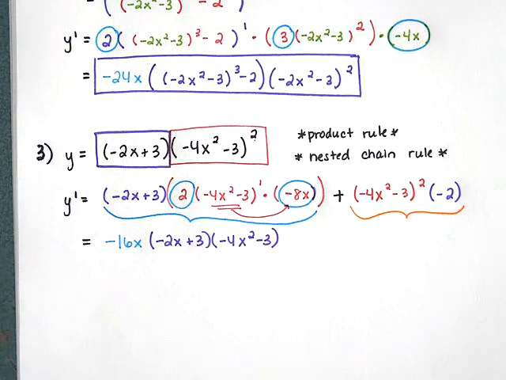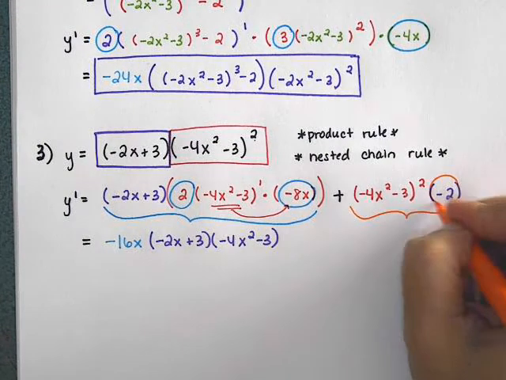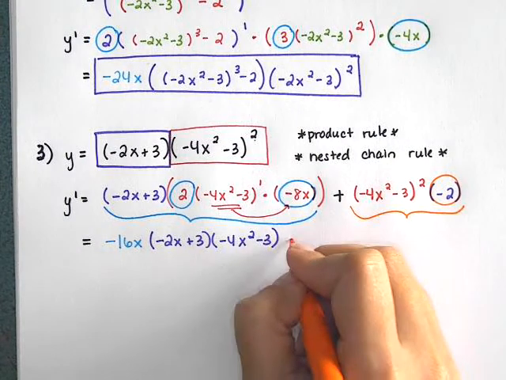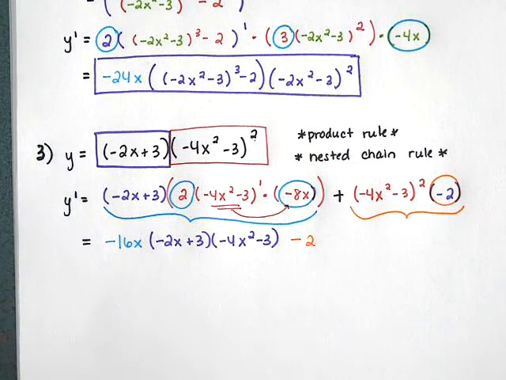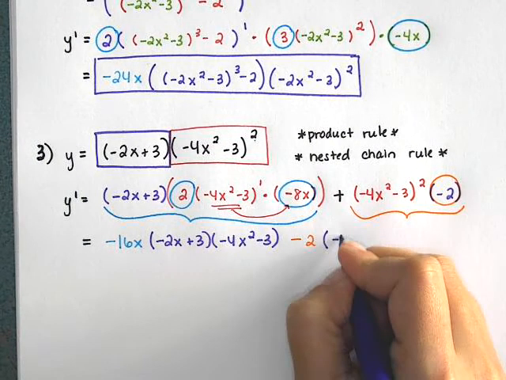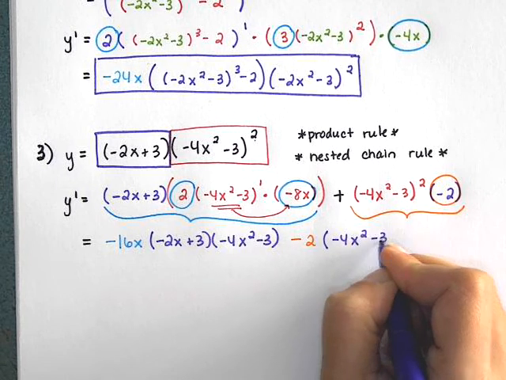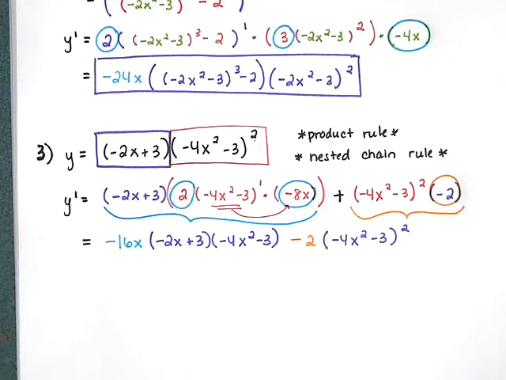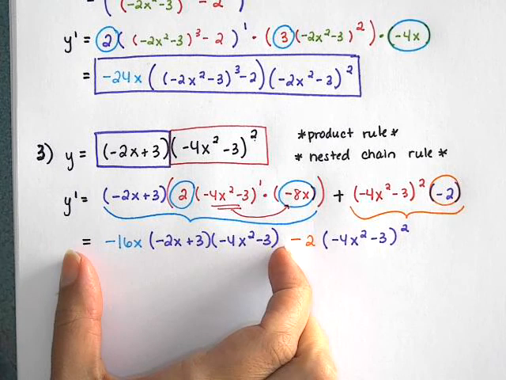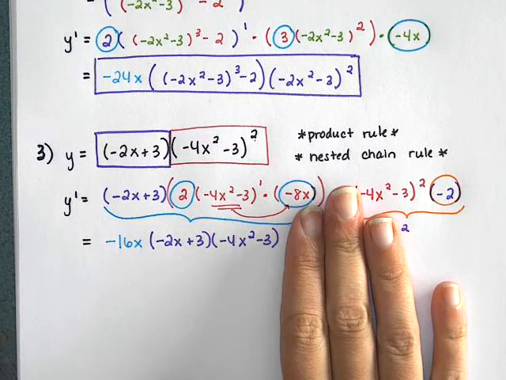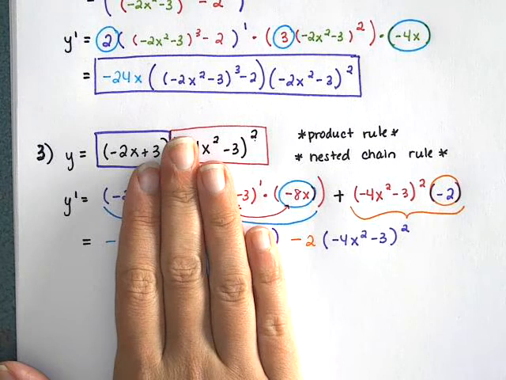Then again, I'm looking for something I can simplify, so I'm going to make the negative 2 a coefficient, and I'm going to copy down the negative 4x squared minus 3 squared. Now I've got basically two separate terms here. All of this stuff is one term, and all of this stuff is another term.